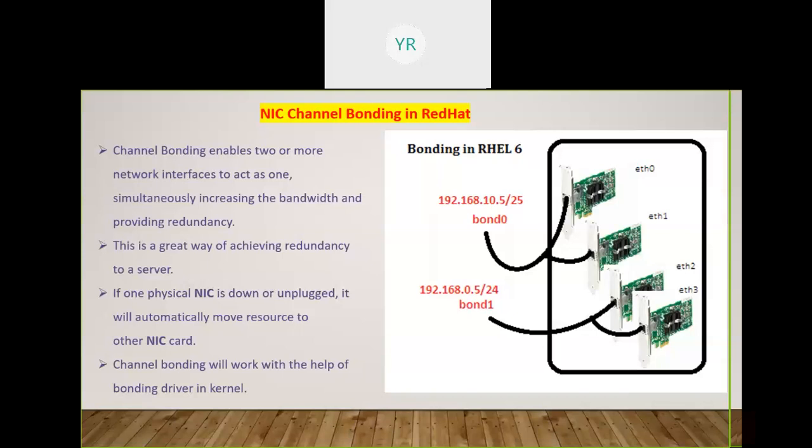Here, a concept in Red Hat Linux is the bonding concept. It is also called channel bonding. It enables two or more network interfaces to act as one, simultaneously increasing the bandwidth and providing redundancy. Sometimes you work with only one NIC card. If your server is connected to the network through only one NIC card and that NIC card goes down, what will happen? There is an interruption of service.